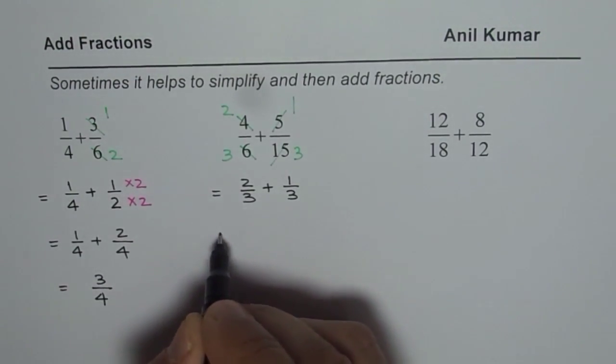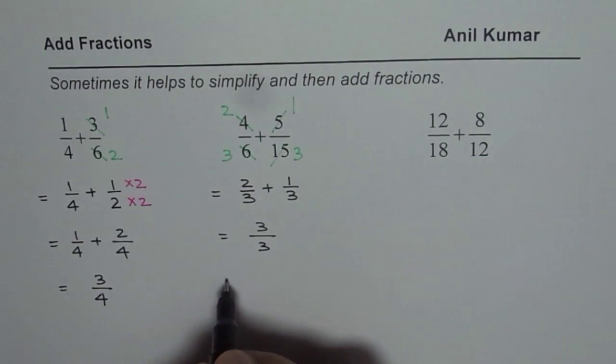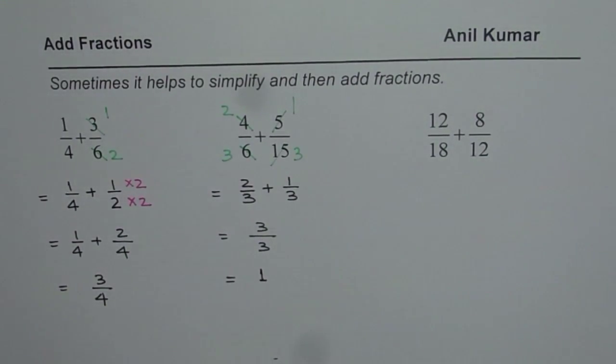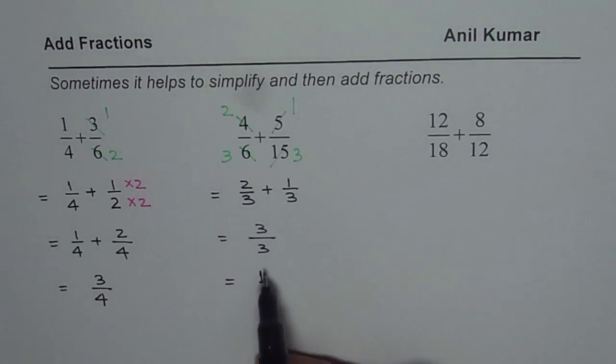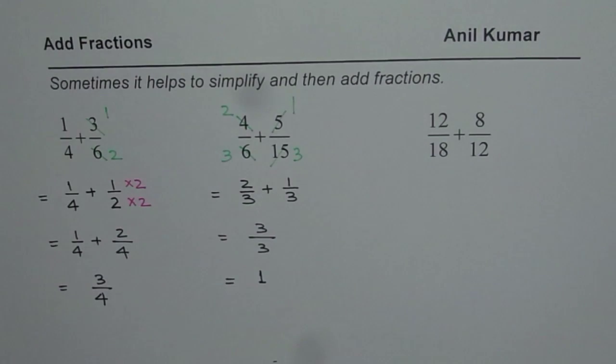We already have common denominators, just add the numerators. We get 3 over 3, as you know, 3 over 3 is 1. See how simple it becomes, right? If you are not doing this, then you're trying to multiply by 6 and 15, such big numbers. It is going to be very difficult.